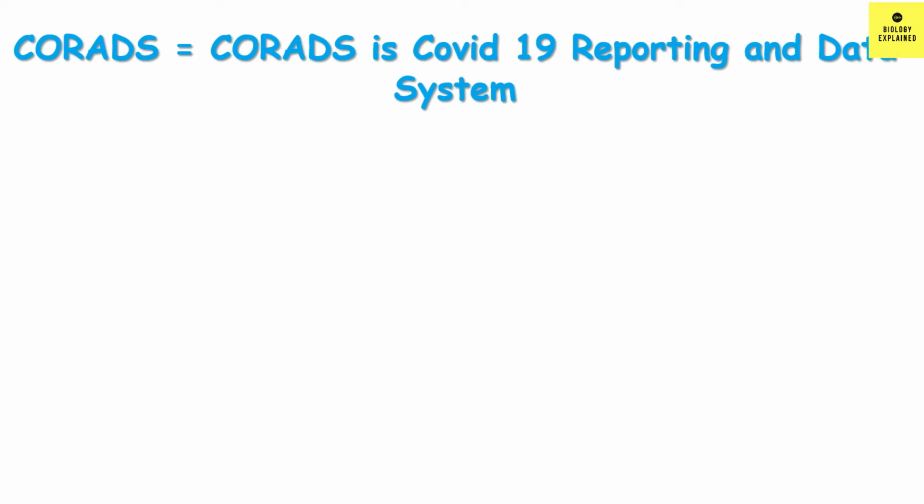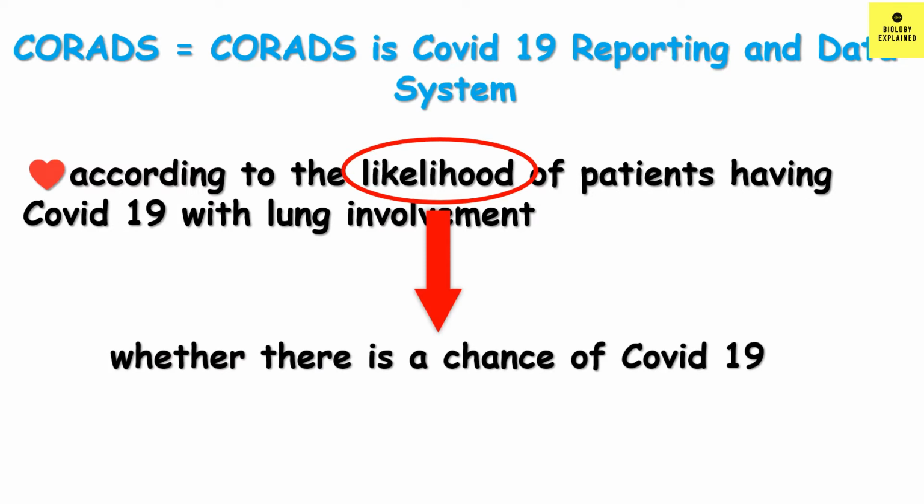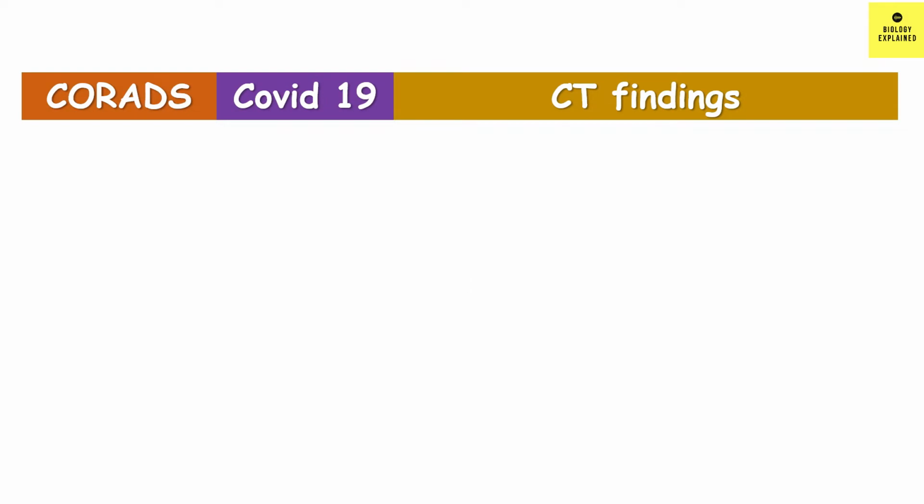CORADS is the COVID-19 Reporting and Data System. CORADS categorizes patients according to the likelihood of patients having COVID-19 with lung involvement. That is, it says whether there is a chance of COVID-19. CORADS score is from 1 to 6. Let's see what each CORADS score means.